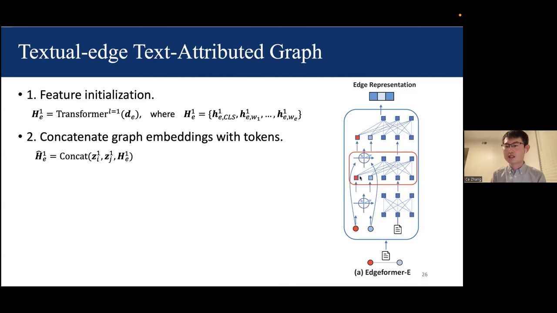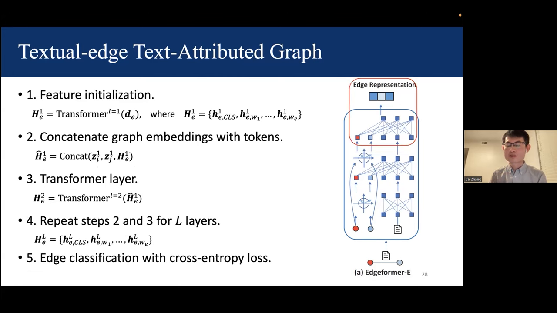In addition, we also concatenate those token embeddings with two more embeddings. These two embeddings are node embeddings, because we want to capture graph structure. So these two node embeddings are specifically designed by Z on the left-hand side. We can see Zi and Zj. So after concatenation, the new embedding H hat should capture both node information and text information. And then we input H hat to the next layer transformer.